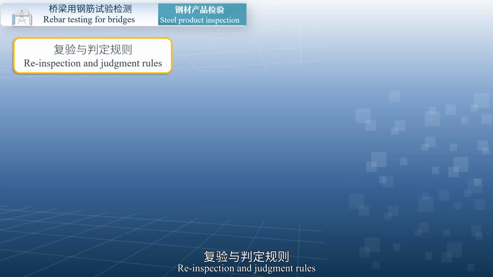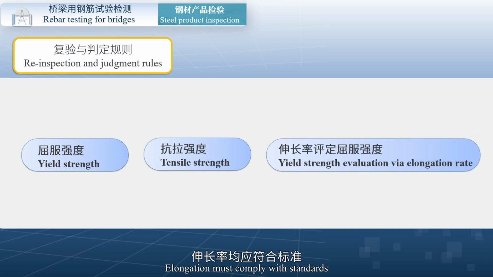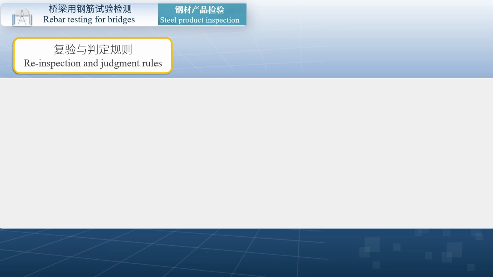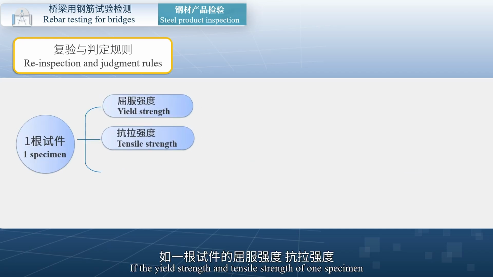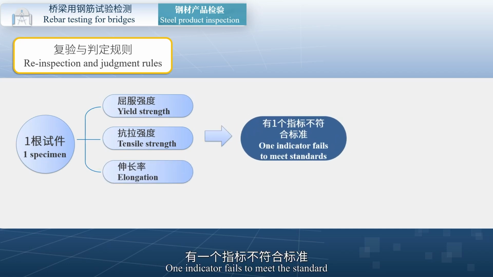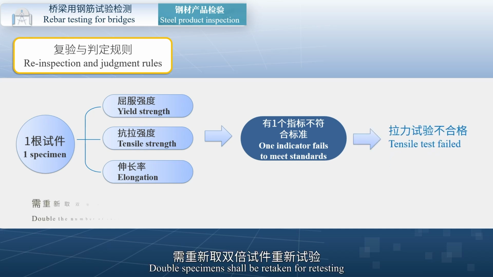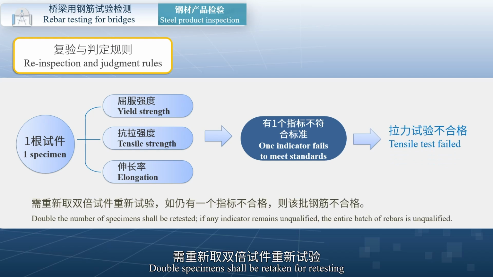Reinspection and judgment rules. Yield strength, tensile strength, and elongation must comply with standards. Two specimens are taken for the tensile test. If one indicator among yield strength, tensile strength, and elongation of one specimen fails to meet the standard, that is, the tensile test fails, double the number of specimens shall be retaken for retesting. If one indicator still fails to meet requirements, then the batch of rebar is unqualified.